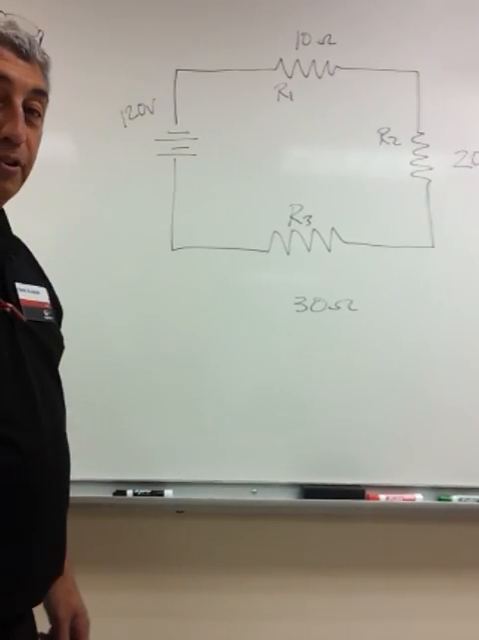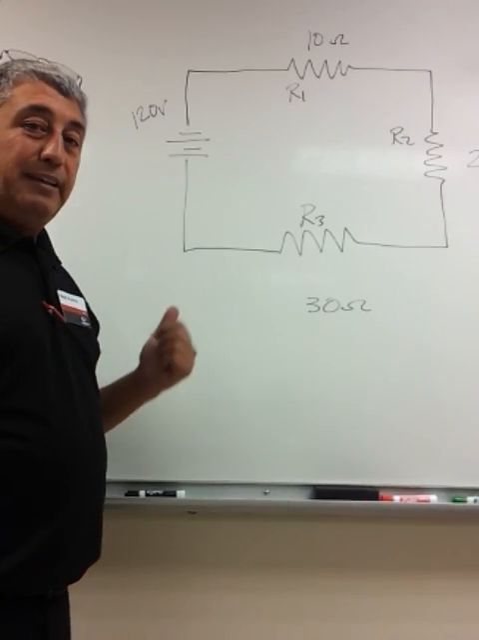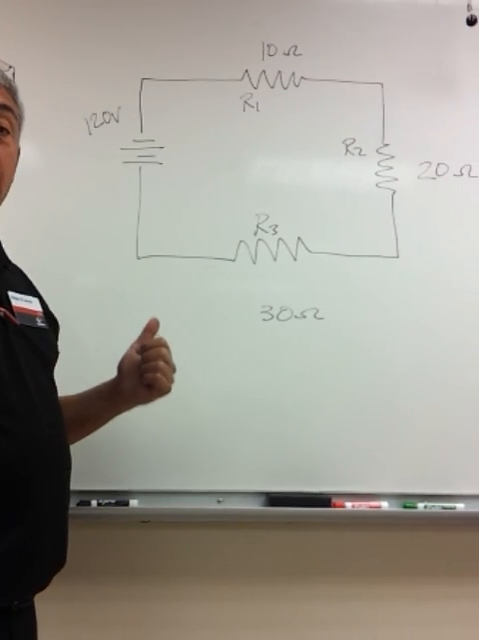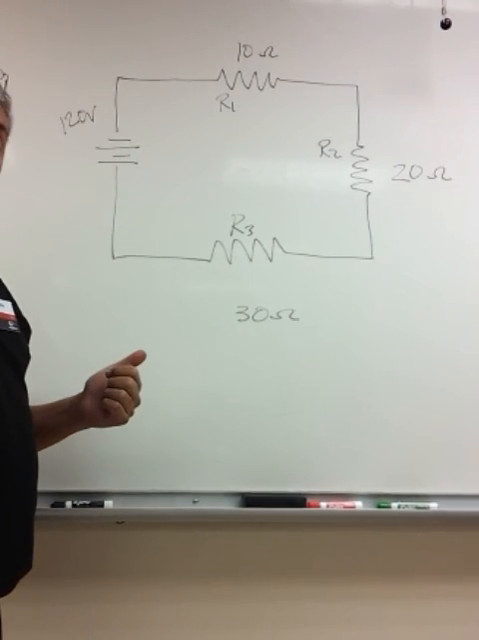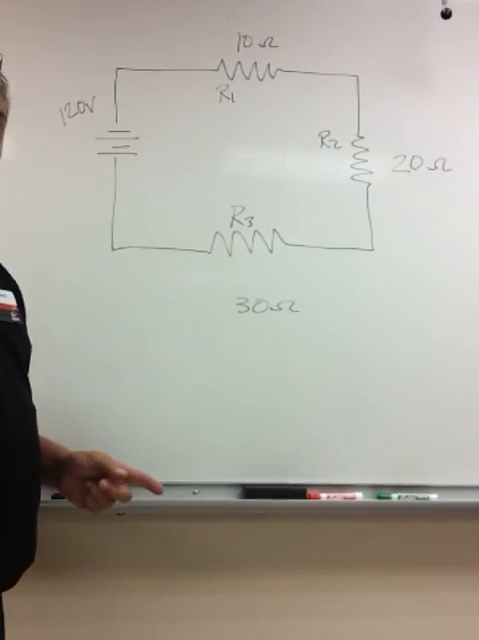I'd like to go over a simple series circuit containing 3 resistors. We'll solve for total resistance, total current, and voltage drops at each resistor.